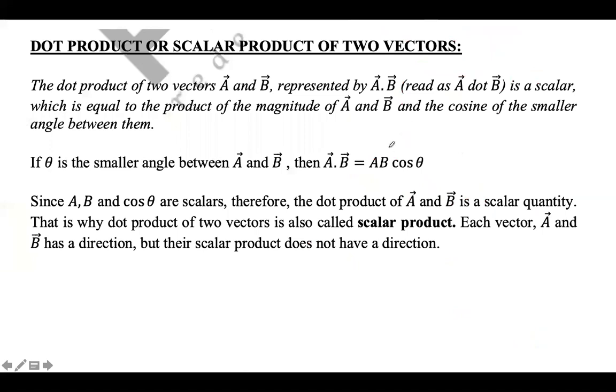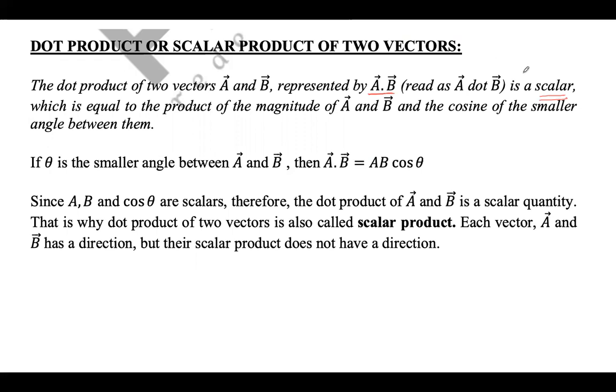Next part, sorry. So the dot product or scalar product of two vectors. The dot product of two vectors A and B is represented by A dot B, which is read as A dot B, and it is a scalar quantity. So there are two kinds of products in vectors. One is dot product, other is cross product. Dot product is also known as scalar product, and cross product is also known as vector product.